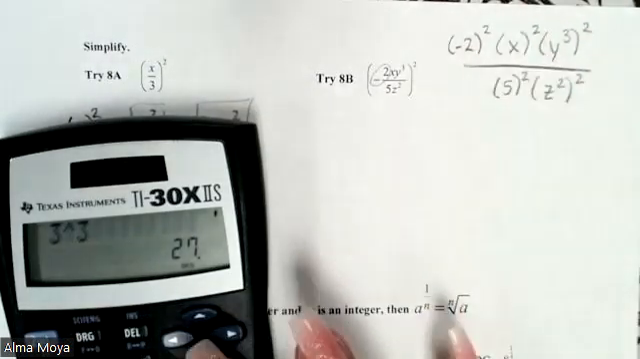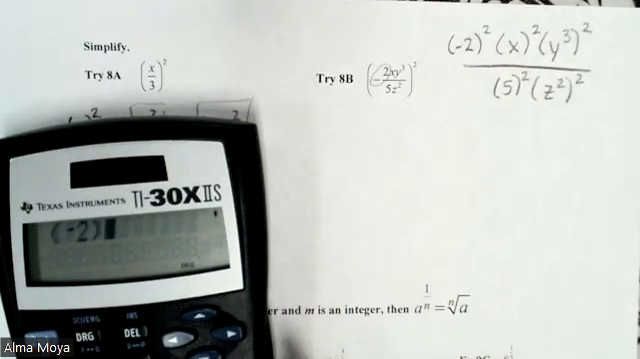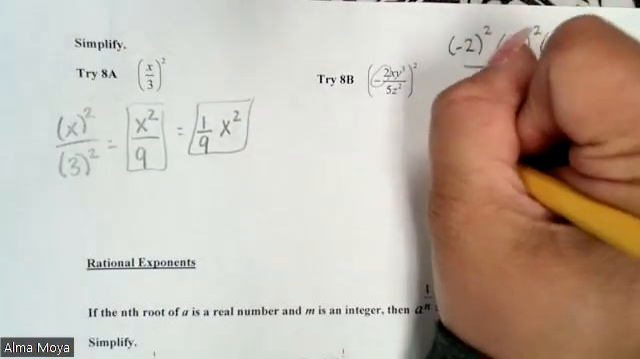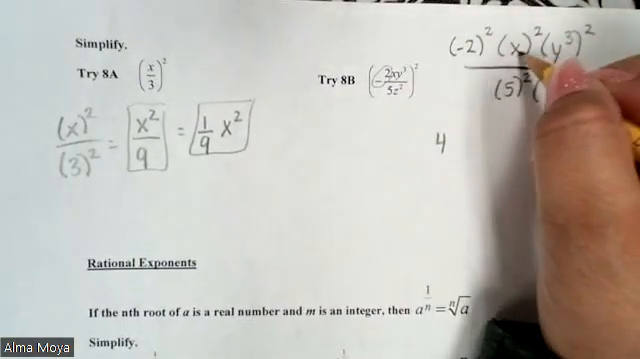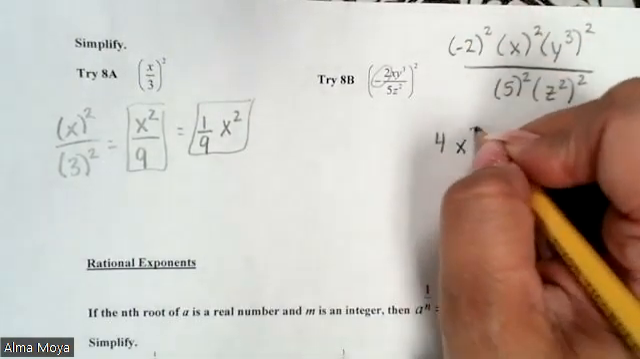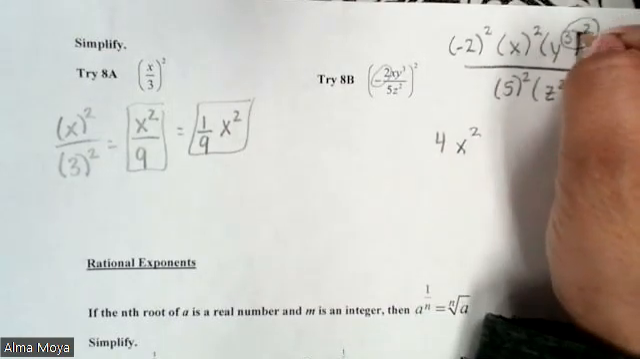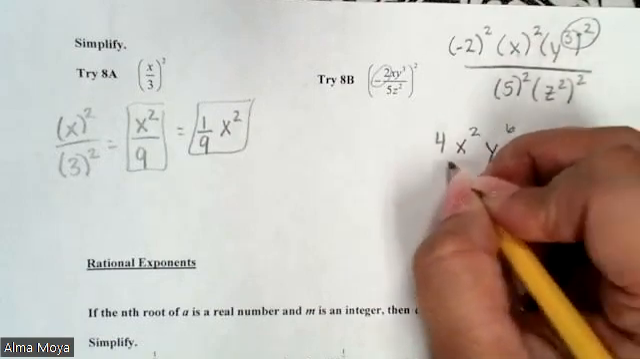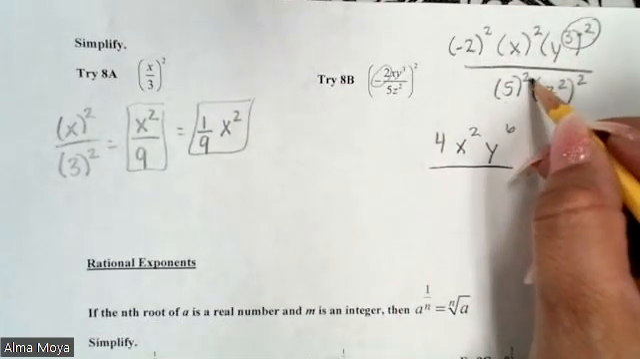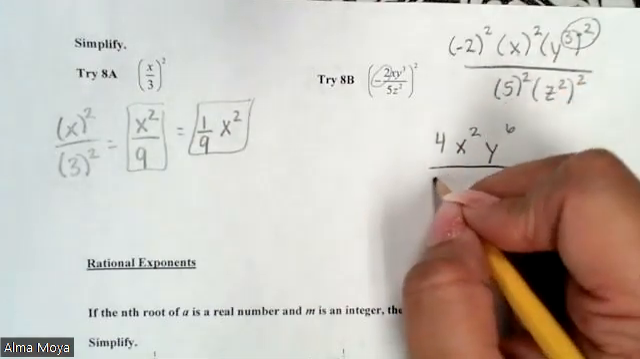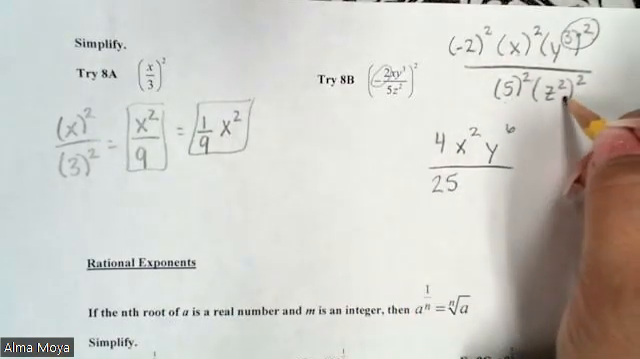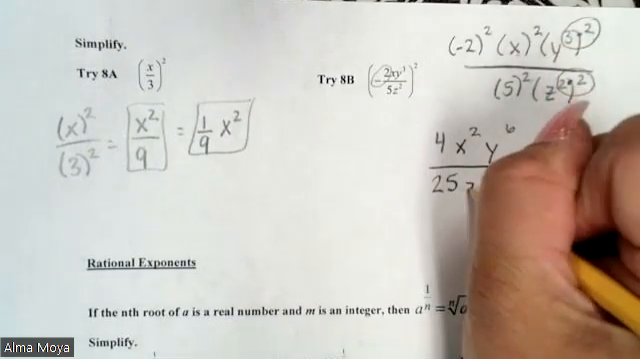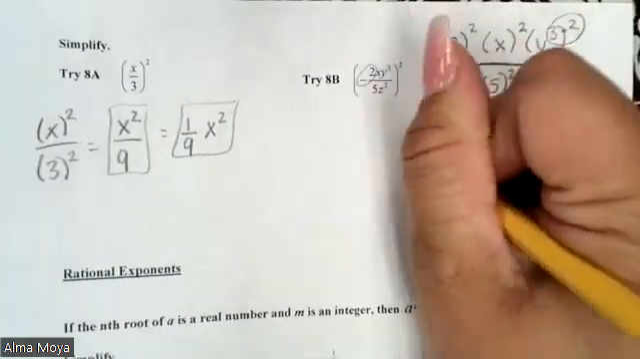Negative 2 in parentheses squared gives me a 4. So this is going to be a 4 right here. That's just going to be an x squared. And then on the y, remember you are multiplying these exponents. So 3 times 2 is going to give me a 6. So that's y to the 6th power on the top. In the denominator, 5 squared, that's 5 times 5, which is a 25. And then right here, you're going to multiply those exponents. So 2 times 2 is going to be a 4. So then that's z to the 4th power.